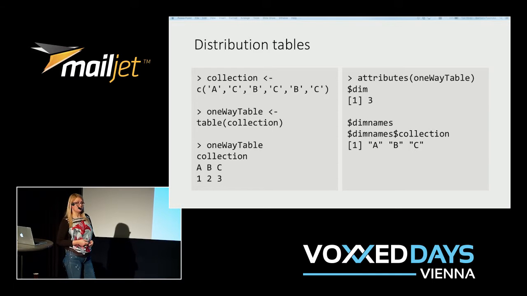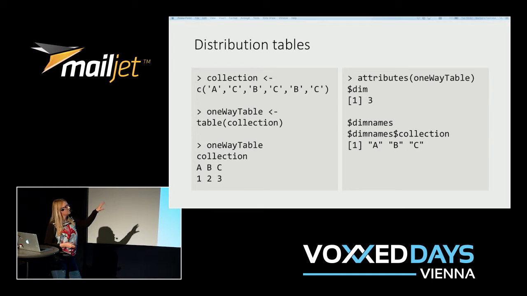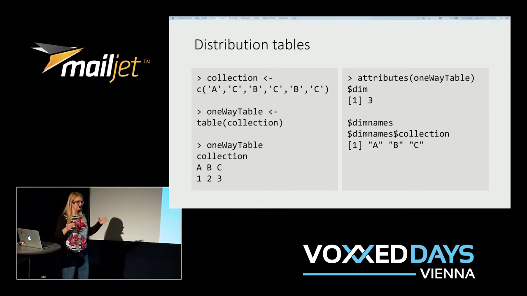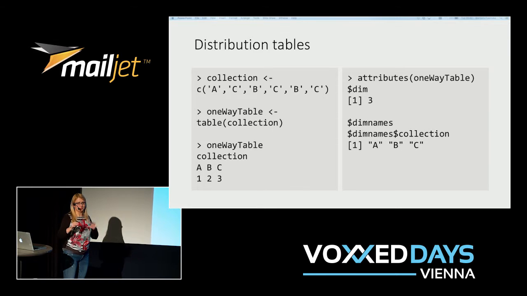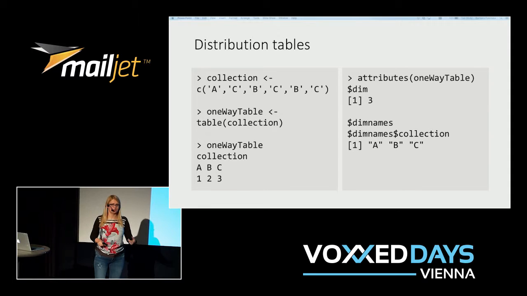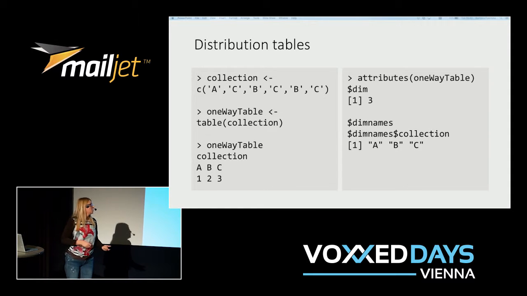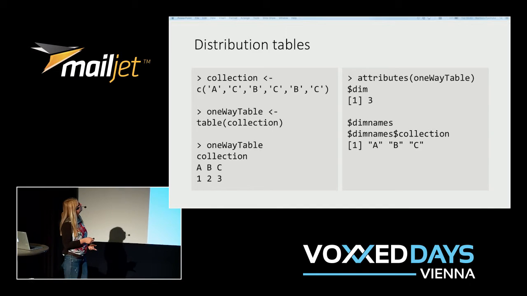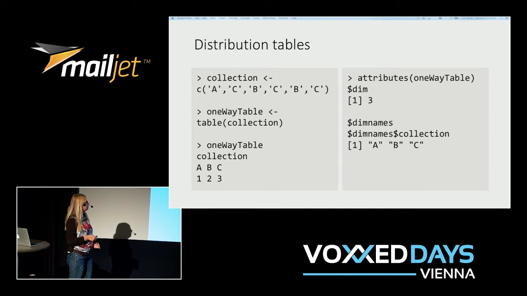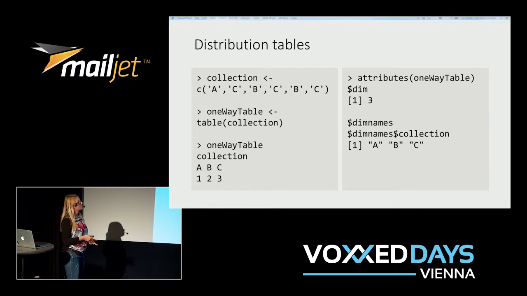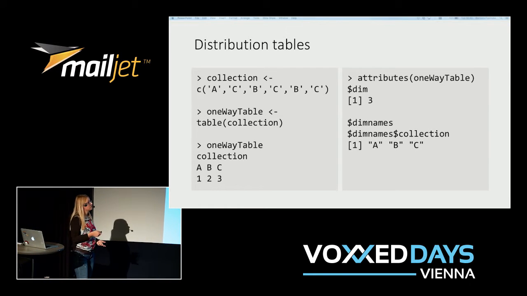What are distribution tables? If you know, just ignore me now. If you don't know, it's basically something that counts occurrences in different dimensions. What we need at the moment is to count the occurrences of languages in my data set. So if you imagine a collection like this, and I create a table and display it, it just counts how many occurrences of A, B, and C are in my data set. If you run attributes on the table, you can have some more meaningful information.